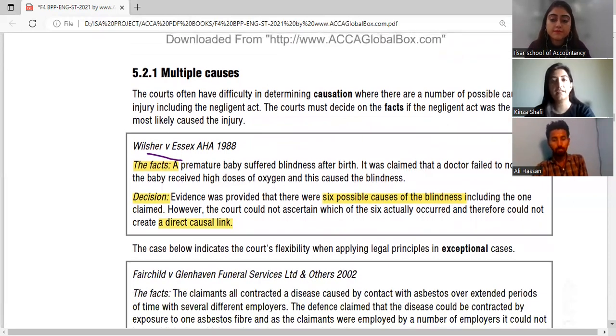They are saying that the kid had blindness, and it was a premature baby, and the parents were very upset. They were saying that the doctor should have noticed that this is because of the doses of oxygen which the doctor gave.